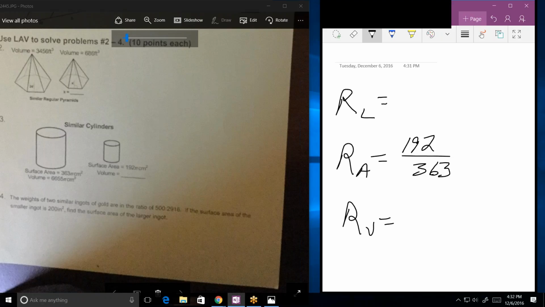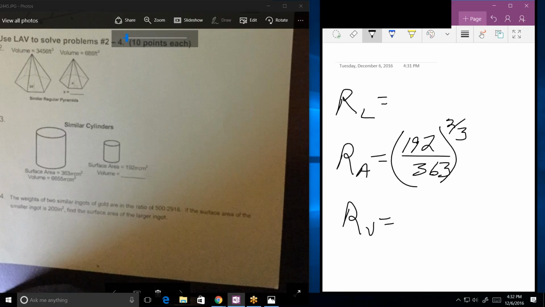Now, how do I get the volume ratio from that ratio? Because they're asking about volume, so I'm going to need a volume ratio. And this is the trickiest of these problems. What we do is we find the square root of that and then cube the square root. Well, guess what? That's the same as doing this. In other words, you don't necessarily have to go down and figure out R sub L. They don't ask any linear question here. The only thing we need is the volume ratio.